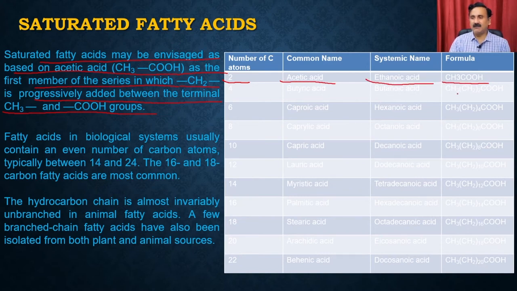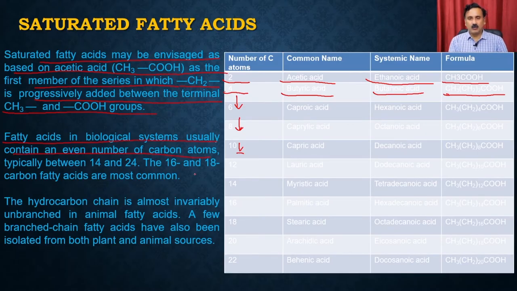Now on this, if you add another CH2, it is going to produce butyric acid. So what you see here is 4 carbons. 4 carbon is butyric acid or butanoic acid, and it is CH3CH2CH2COOH. Accordingly, it could be 6 carbon, 8 carbon, 10 carbon, and so on. Fatty acids in biological systems usually contain an even number of carbon atoms, which means it can be 2, 4, 6, 8, 10, and so on.